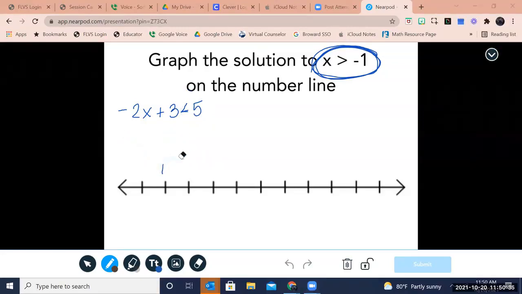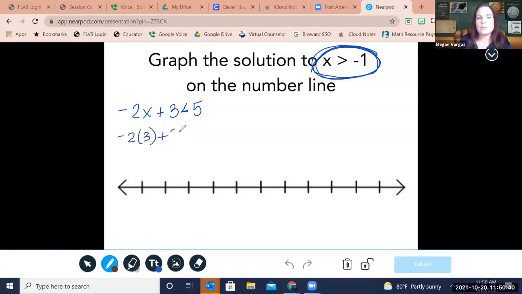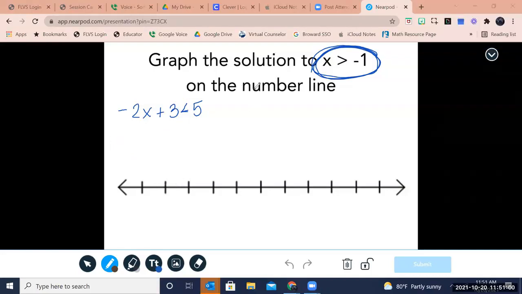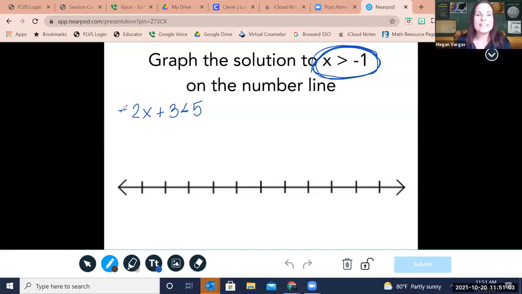Give me another number that's bigger than -1. 3. Let's try 3. -2 times 3 plus 3 is going to be -6 plus 3, which is -3, less than 5. It works. No one's given me the easiest number to test. What's the easiest number that's bigger than -1? 0? Yes, 0. Let's try 0. -2 times 0 plus 3 gives me 0 plus 3, and 0 plus 3 is less than 5.